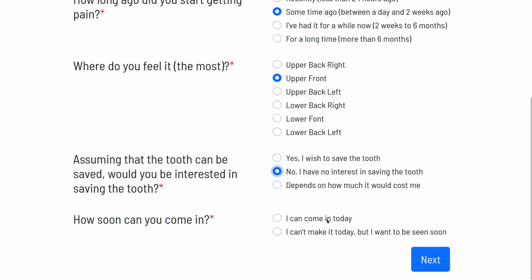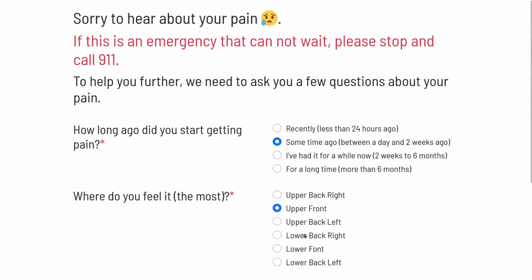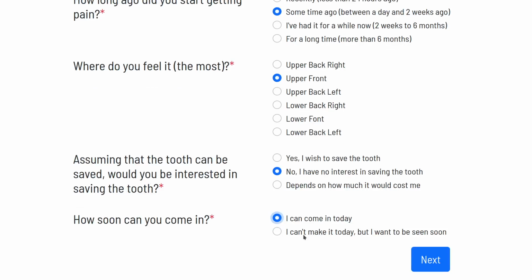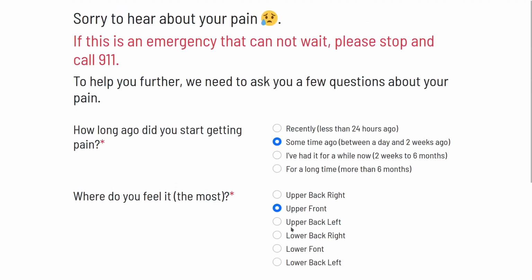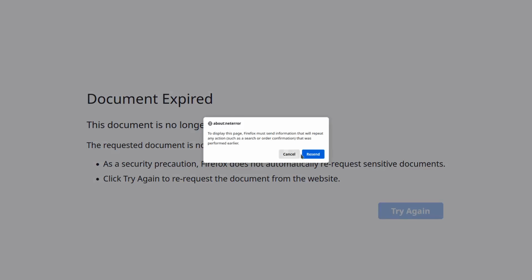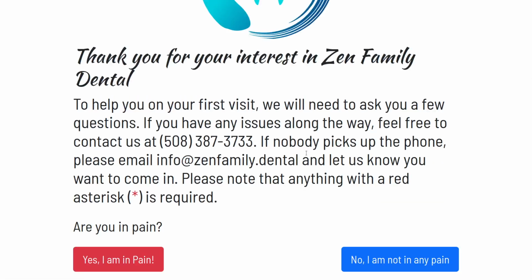And then, how soon can you come in? They can come in today or they can't come in today. You have a better idea of whether this pain is really bad and they want to come in as soon as possible, or can it wait another couple more days? So these are the type of questions the patient will be asked if they are in pain. Now let's go back. Hitting the back button, it will give you a little bit of a warning saying, hey, first you were asking that you're in pain and now you're trying to reset all that, but not to worry, this only happens if you hit the back button.